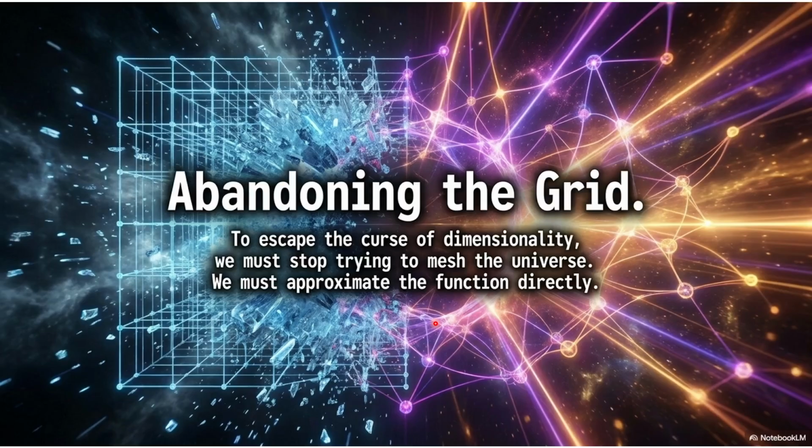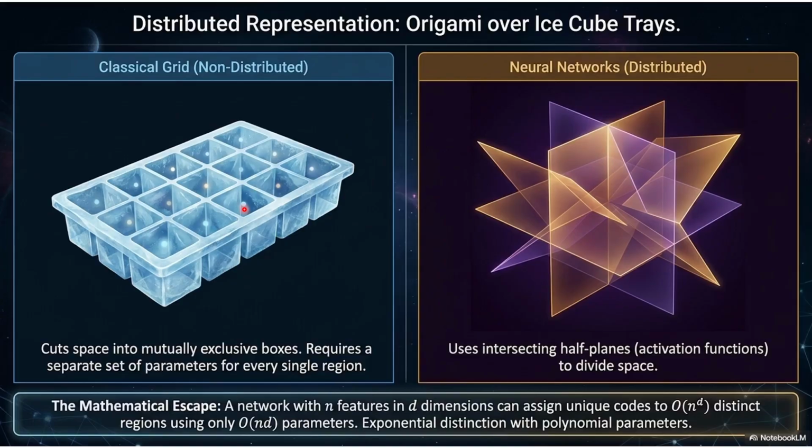So, to move forward, we must abandon the grid entirely. To escape this exponential curse of dimensionality, we have to stop trying to mesh the universe. Instead, we must learn to approximate the mathematical function directly. So this is where neural networks offer a solution through distributed representation.